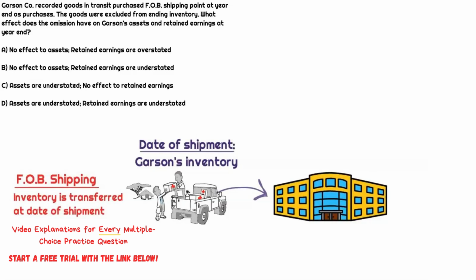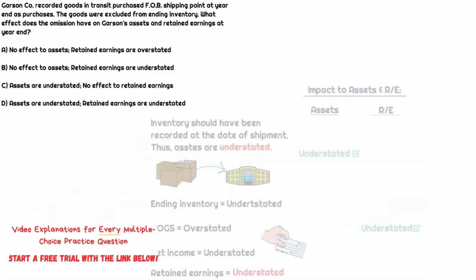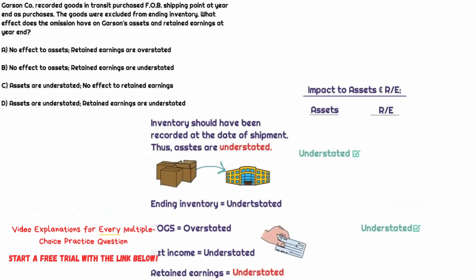And if it's FOB shipping point, the transfer of inventory should have occurred at the date that inventory is shipped, right? Not the date that it has reached its destination. That would be FOB destination. But again, this is FOB shipping point, so we know that the goods were excluded from ending inventory. That means that ending inventory is going to be understated. All right, so we want to know what effect this is going to have on assets and retained earnings at the end of the year.